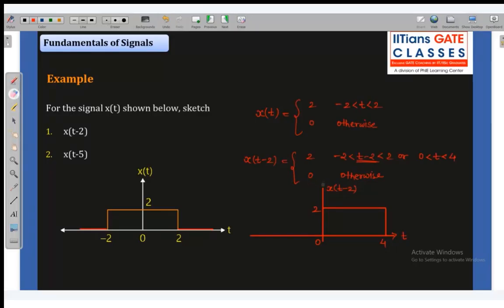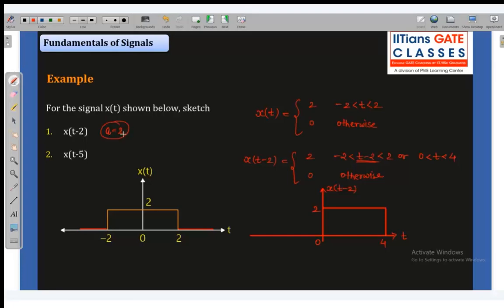Clear? So now what you understood from here is that if I want to delay the signal by any factor a, I will just add that factor in the time axis itself. Suppose I would have added this. What is the time factor here? We want to delay it by 2, right? So that factor is 2.